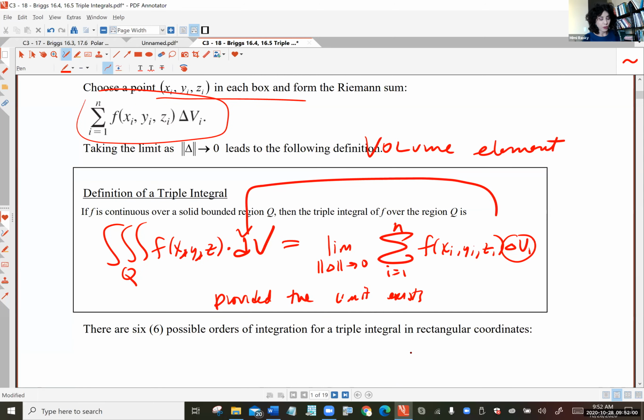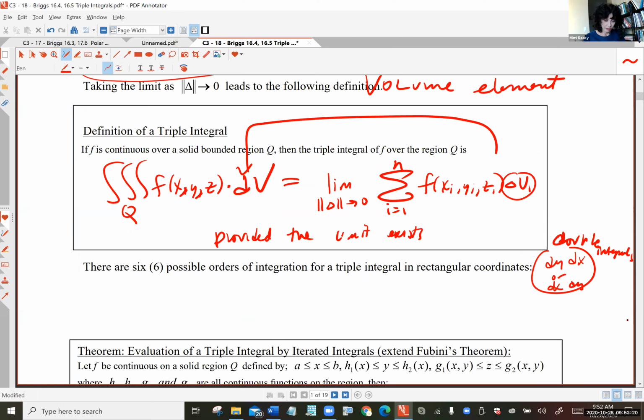Okay, now here's the weird part. You remember that the order of integration in rectangular coordinates for a double integral is dy dx or dx dy. You have 2 choices. How many choices or orders of integration are you going to have for your volume element now, knowing that dV could be dx dy dz? How many possible combinations of order? It says 6 on the page. Good, somebody's reading. Fantastic.